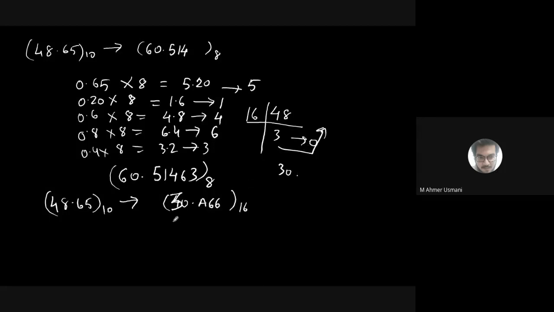And to convert 0.65, you multiply 0.65 by 16. Whatever answer you get, keep the integer value and multiply the next fractional part, and keep on doing that, and you'll get the respective answer. So everybody is getting 30.866, the same answer. Yes, sir. Okay, so these are the number systems that we have studied.